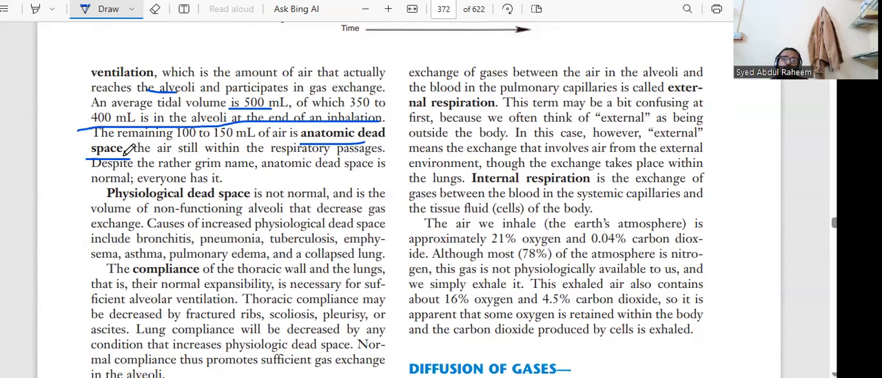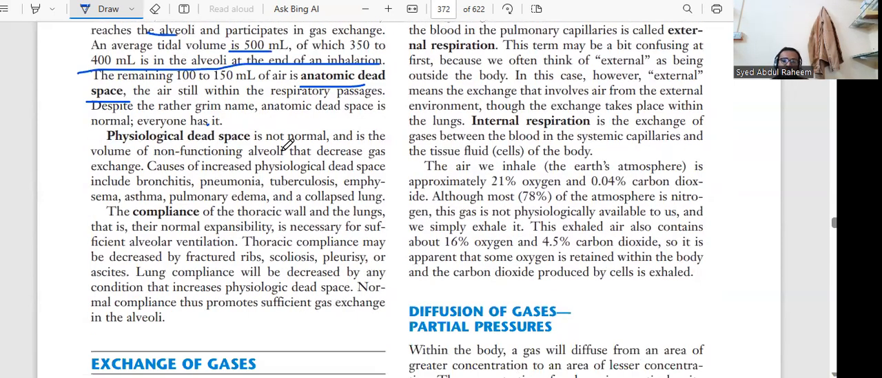What will we call it? We will call it dead space, the air still within the respiratory passage, despite the rather grim name. Anatomic dead space is normal. Everyone has it, and we need to have it. Physiological dead space is not normal, and is the volume of non-functional alveoli that decreases gas exchange. Physiological dead space means the alveoli are not working. The air is not entering, and it is not coming outside either. So it is more dangerous.